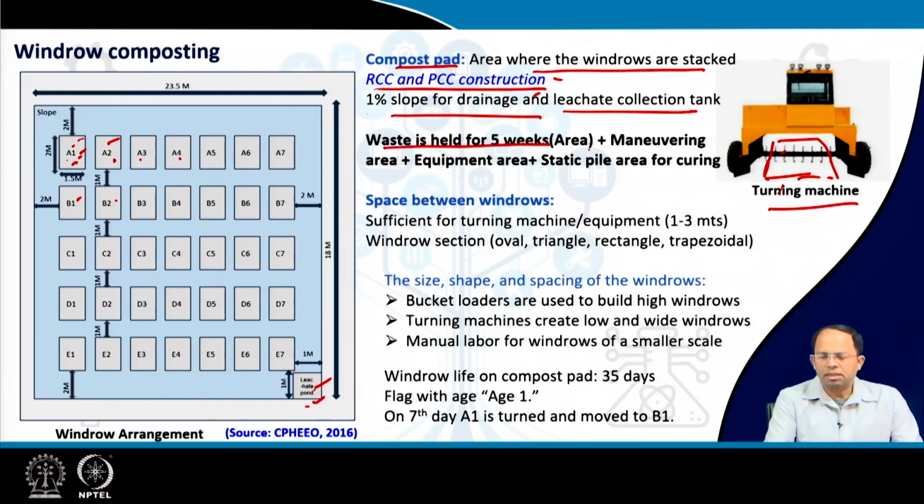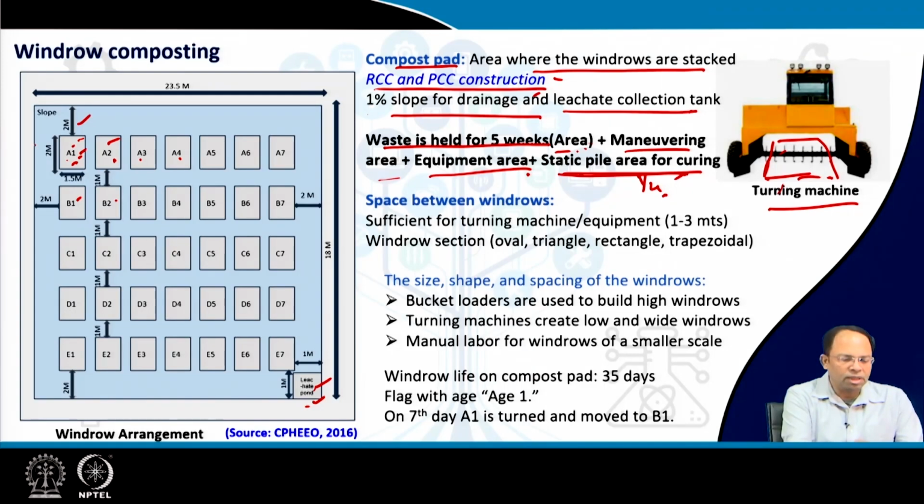Waste is held for 5 weeks roughly. So accordingly, we have to determine the area that is required based on the amount of garbage that comes in. Maneuvering area for people or for the vehicles, equipment area, static pile area for curing after this compost pad, it goes to the curing pad. So this pile area for curing is also required. As I told earlier, this is 1/4 of the actual compost pad. So this kind of area we have to provide. This gives you an idea about how much gap is between the different piles, around 1.5 meter.